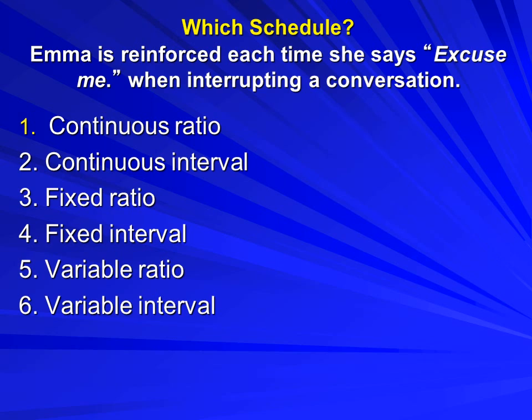Now in this situation, Emma's going to be reinforced each and every time, each and every display, not the passage of time, but each and every display of saying, "Excuse me," when she interrupts someone else's conversation. Okay, let's see here. Each display, it's fixed. The number of times is fixed. It's each one display. So we know it's got to be a ratio schedule and fixed. Number 3.